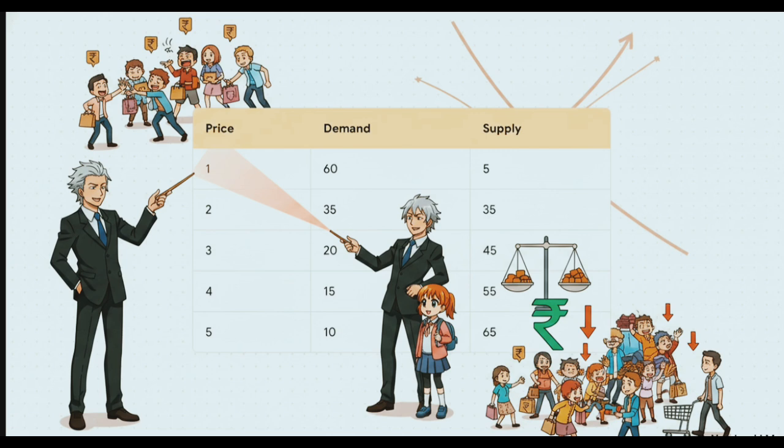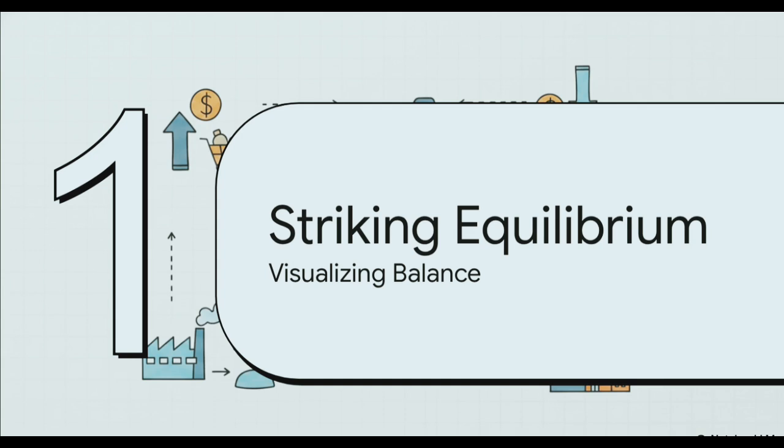So where does the battle actually settle? Exactly at ₹2. At this price, demand is 35 and supply is 35. That is perfect balance. Moving right along to Section 2, striking the equilibrium balance.